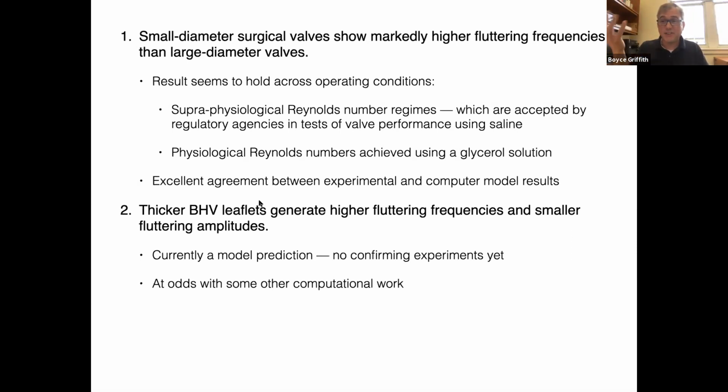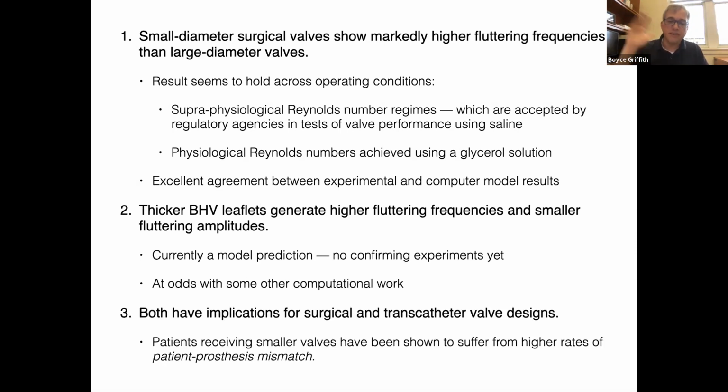I think this is kind of an intuitive thing. If you think about keeping the mechanical properties fixed and making the leaflet thickness larger, it's sort of like a stiffer and stiffer beam. And so you would expect that the fluttering frequency would go up and the amplitude would go down, but this is actually at odds with some other computational work. And so it's, I think, not totally clear that this is right.